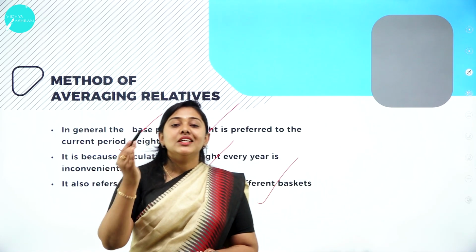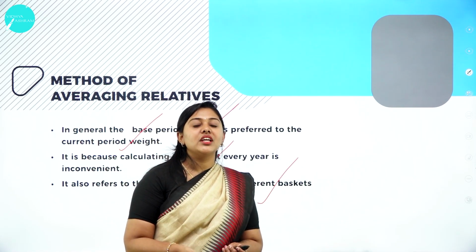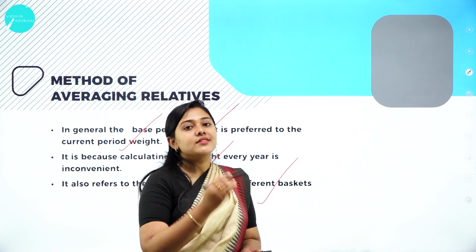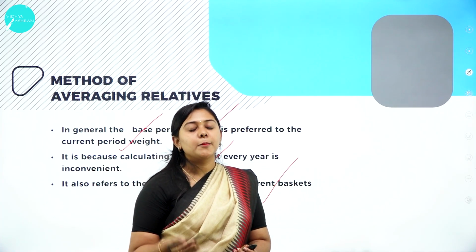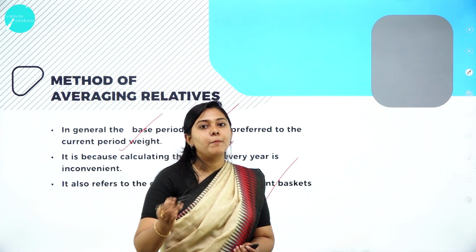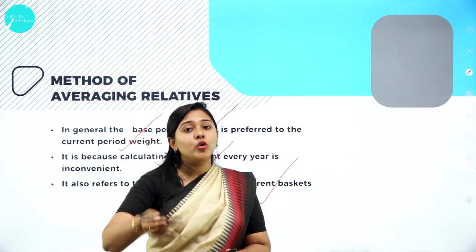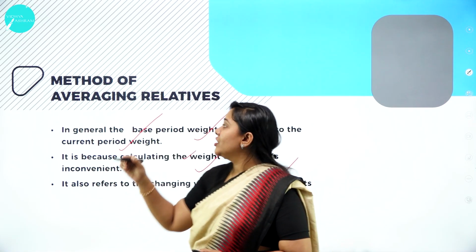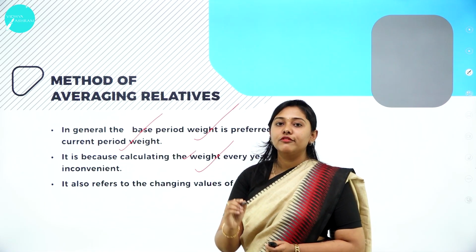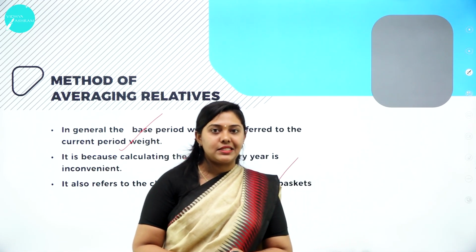When you have a lesser number of commodities, you will go with the simple aggregate method and the weighted aggregate method. Under the weighted aggregate method, you will learn Laspeyres and Paasche price index. If the commodities are more, then you have to go with the average relatives method for computing your index number.